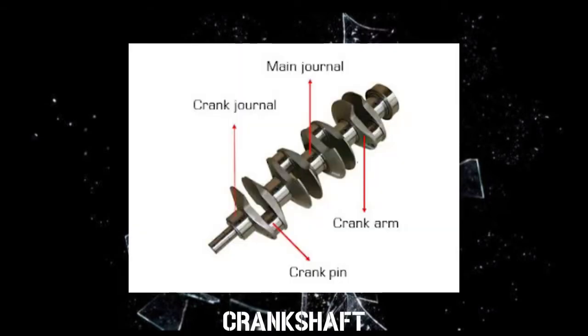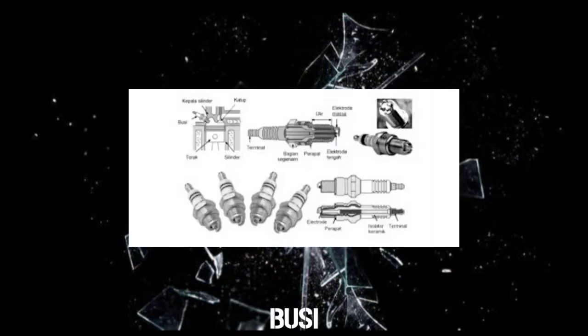6. Crankshaft. The crankshaft functions to convert the motion energy received by the piston into rotating energy, which is then channeled to the flywheel. 7. Bushing. Spark plug is a component of the ignition system that is useful for sparking the spark needed in combustion of a mixture of air and fuel to produce power.